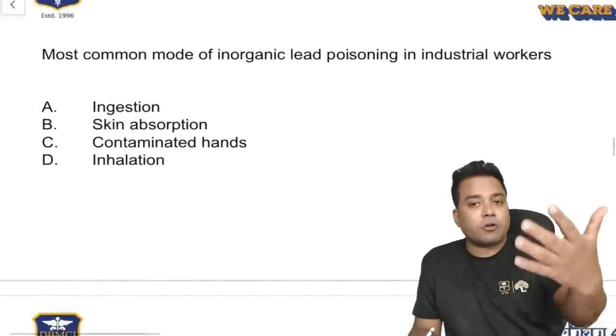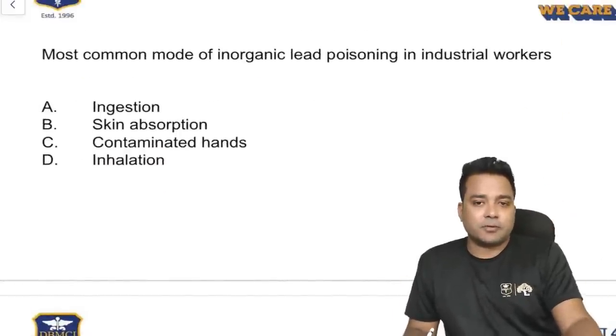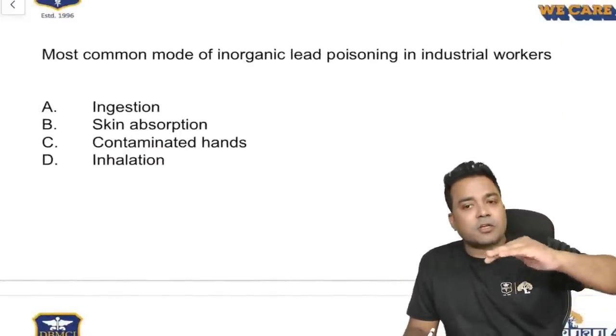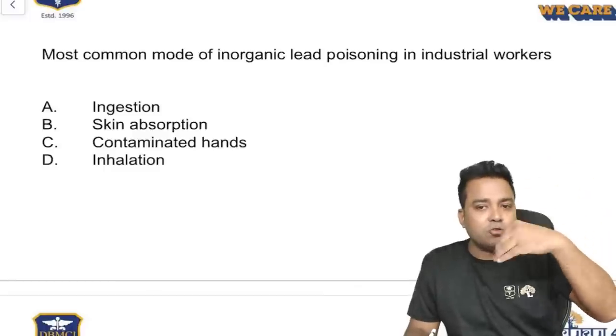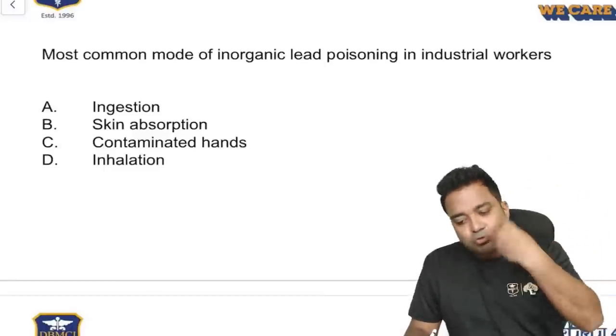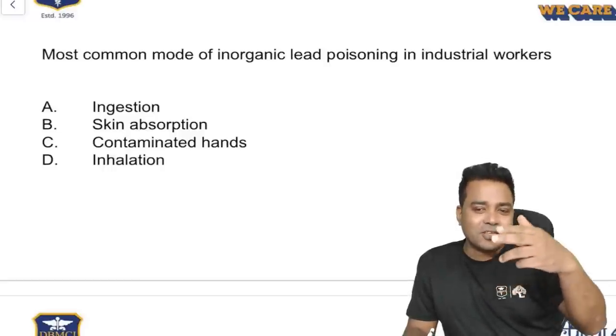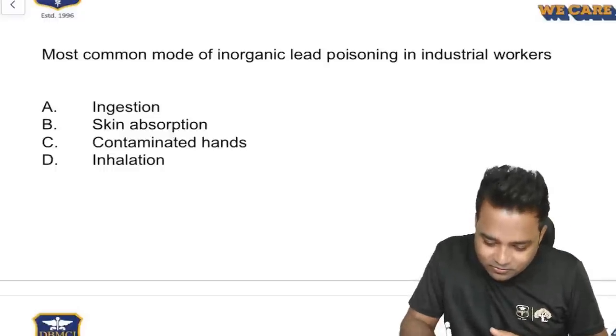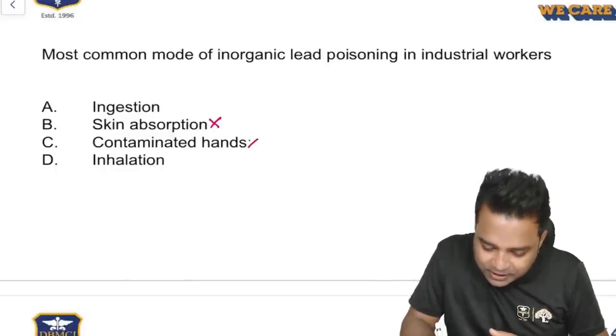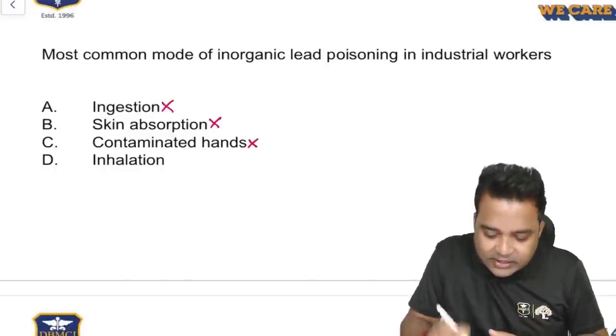Most common mode of inorganic lead poisoning in industrial workers. Now this you know, an industrial worker is an adult person. He will not consume something that would give him lead poisoning. So all these options, where absorption, contaminated hands or ingestion is there, I can rule out.